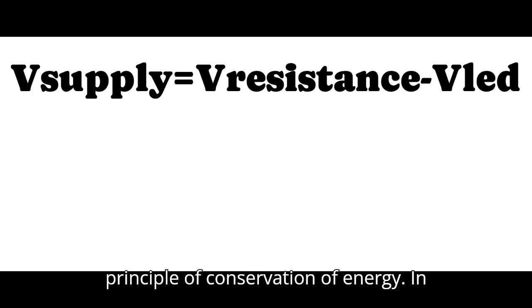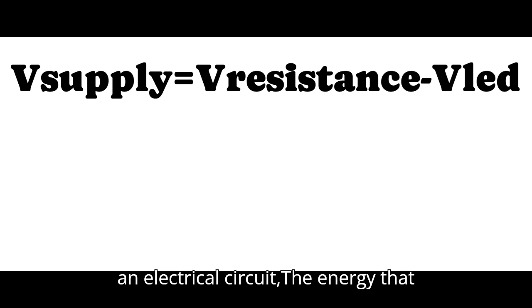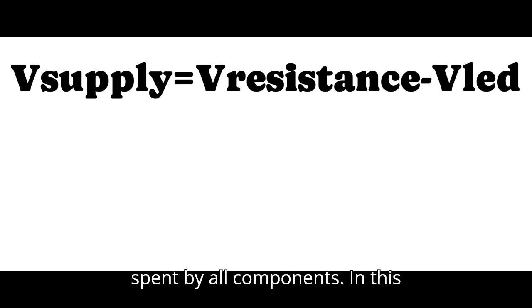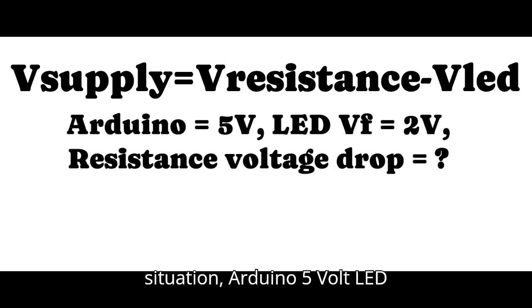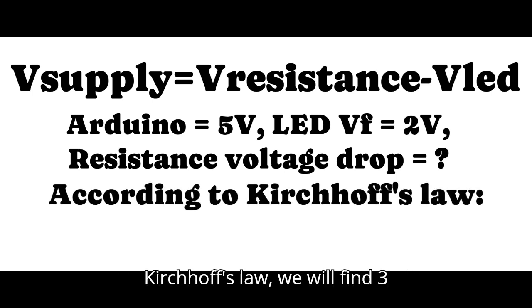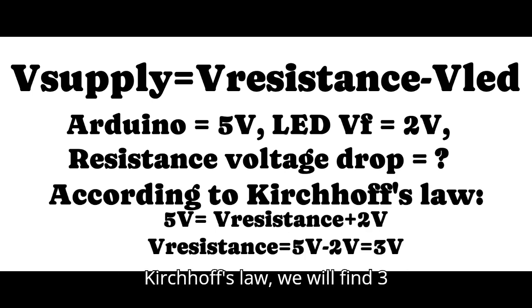This is based on the principle of conservation of energy. In an electrical circuit, the energy that enters the circuit, the supply voltage, must be spent by all components. In this situation, Arduino is 5 volt, LED equals 2 volt. What is the resistance voltage drop? According to Kirchhoff's law, we will find 3 volt.